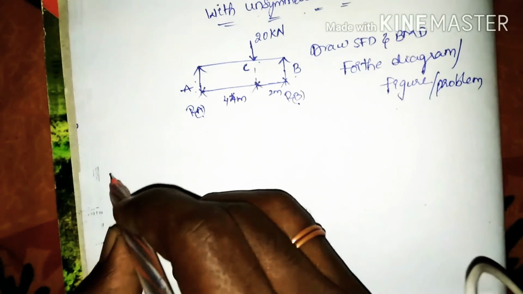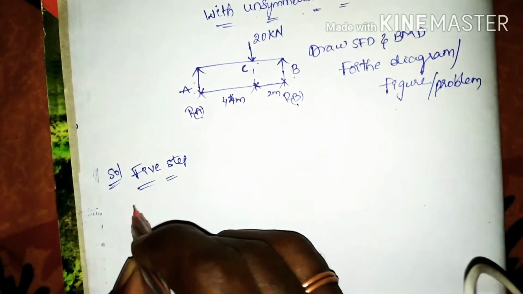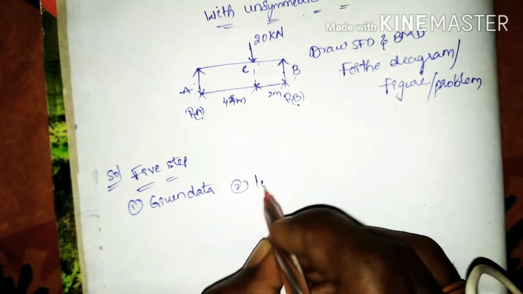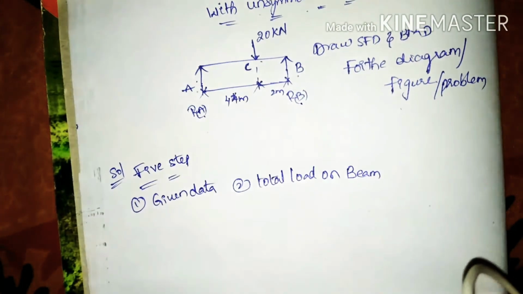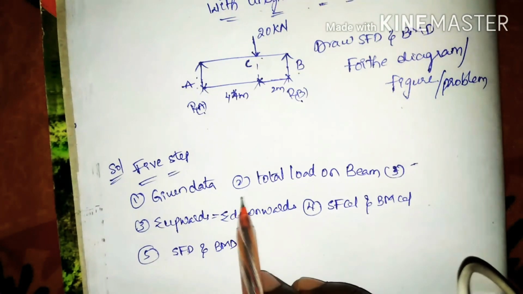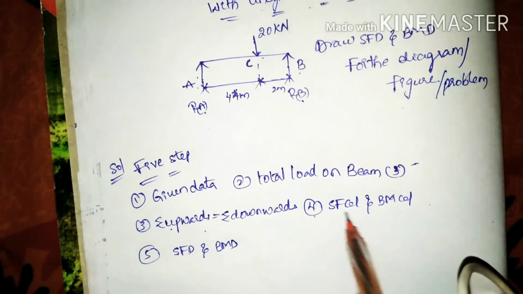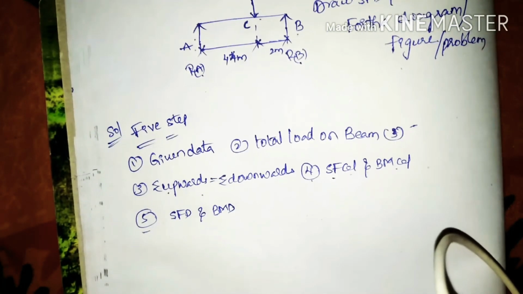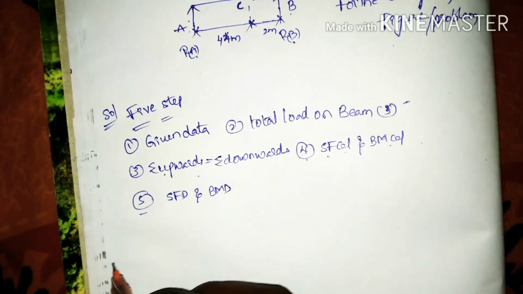According to our five-step method, that is, number 1, given data. Number 2, total load on beam. Number 3, summation of upward forces equating to downward forces. And number 4, shear force calculation and bending moment calculation. Thereafter we go to the shear force diagram and bending moment diagram. Let us follow our 5-step method to solve these.